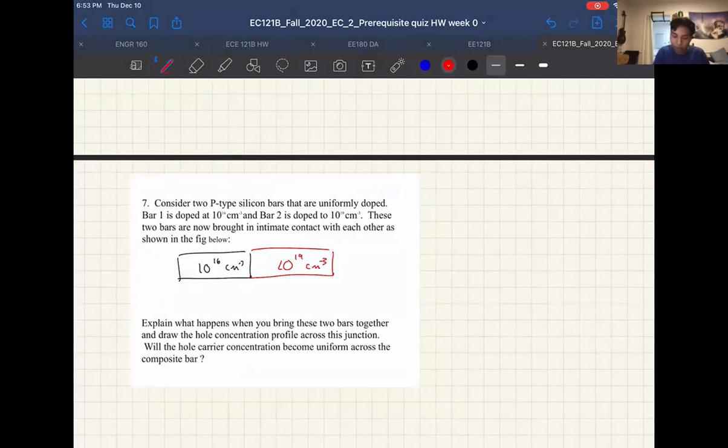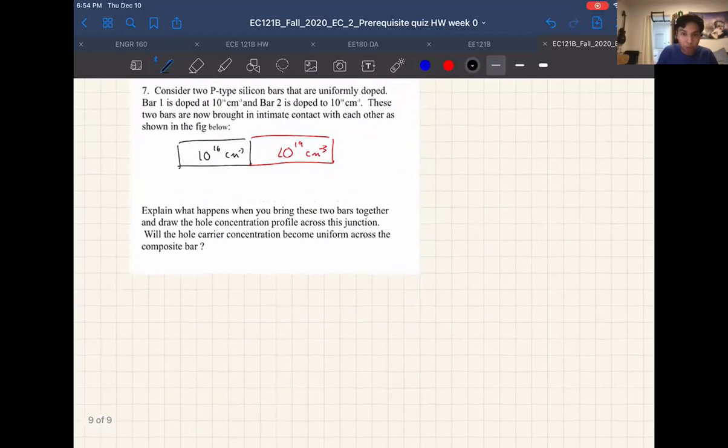Okay, so the problem tells you to consider two p-type silicon bars that are uniformly doped. It says that bar 1 is doped by 10 to the 16 and bar 2 is doped 10 to the 19. These two bars are brought together in contact with each other, as shown in the figure. Explain what happens when you bring these two bars together. We'll draw a hole concentration profile of this junction, and then it asks if the hole concentration becomes uniform across the bar. So I'd like to start these problems.